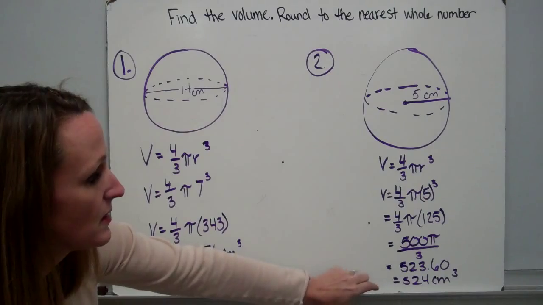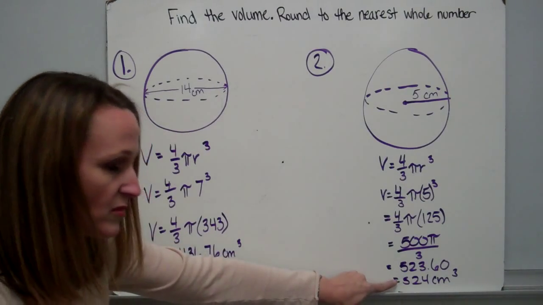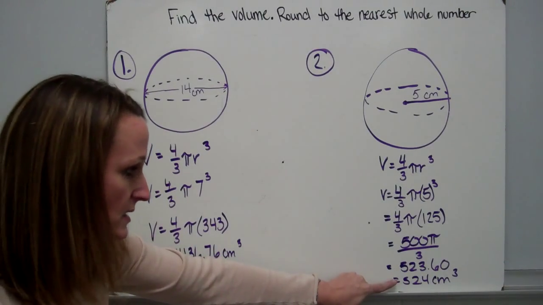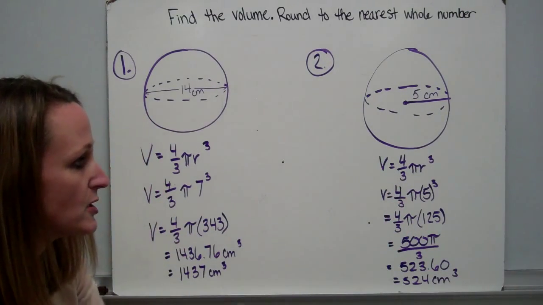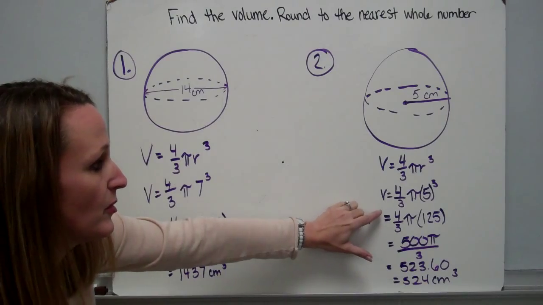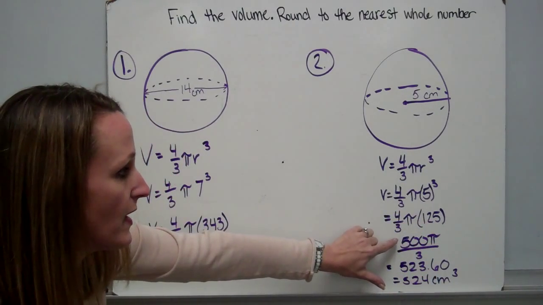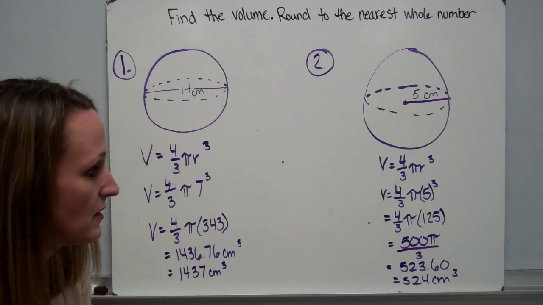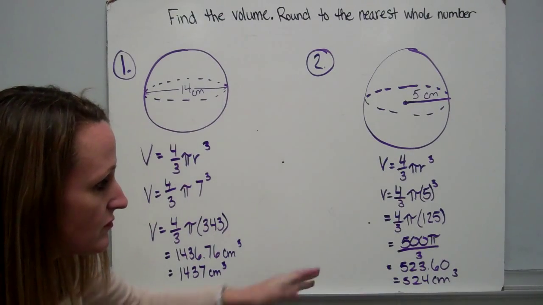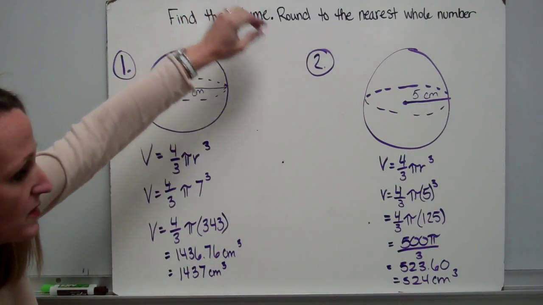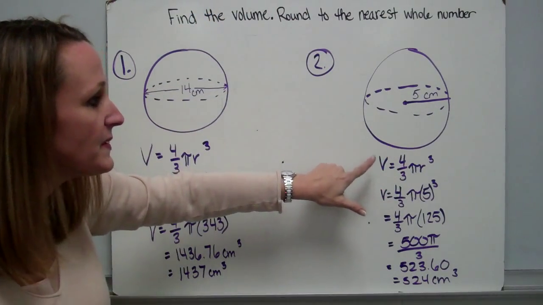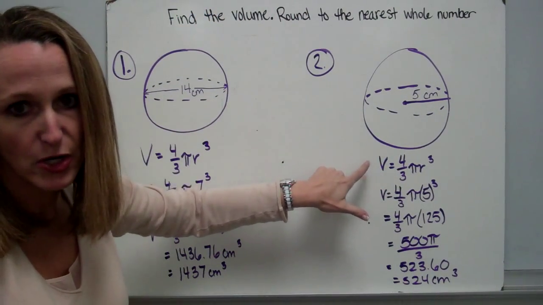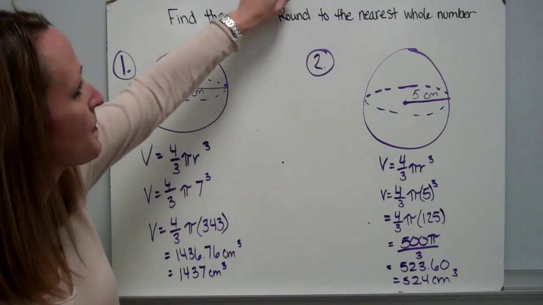523.60. Round it to the nearest whole number: 524 centimeters cubed. So regardless of how you work it through, just make sure, remember, 4 times 125 gives you 500, and then I can divide it. Then I multiplied by pi divided by 3. Either way, you just want to make sure you're doing all the work. So volume of a sphere, 4/3 pi r cubed. Make sure you do all the steps.